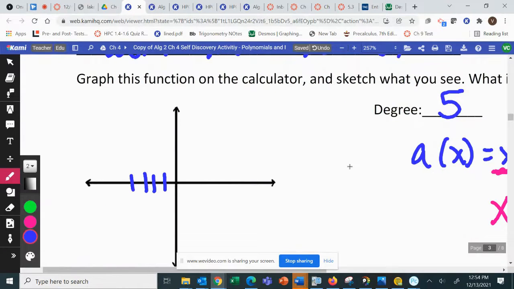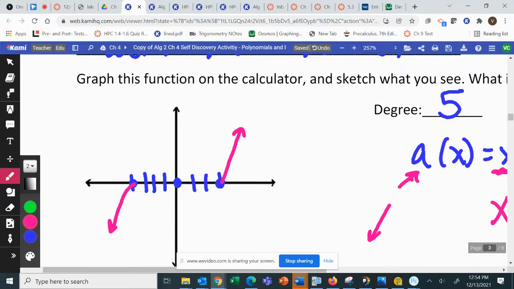Okay, so now on our graph, 1, 2, 3, 4. 1, 2, 3. Our end behavior for a degree of 5 is kind of like a line when they go different directions. And since it's positive, it's going to go from down to up. So I know this is going to go from down to up. I know that for sure.